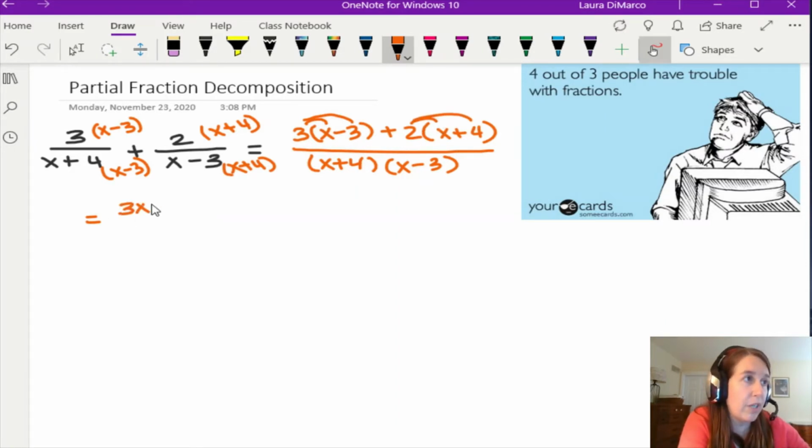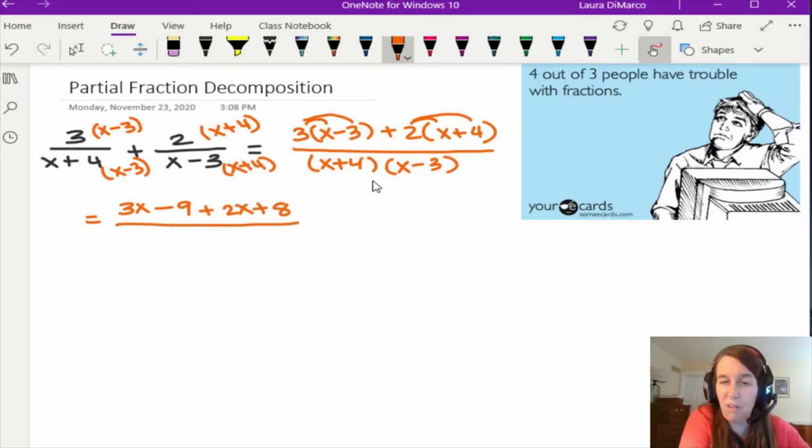So that's 3x minus 9 plus 2x plus 8. And the denominator, we might want to multiply that part out to x squared plus, let's see, the outer term is actually minus 3x. So I'll do that one next, minus 3x. The inner term is plus 4x, and the last term is minus 12.